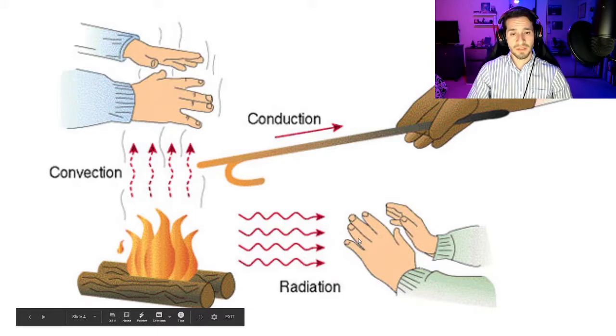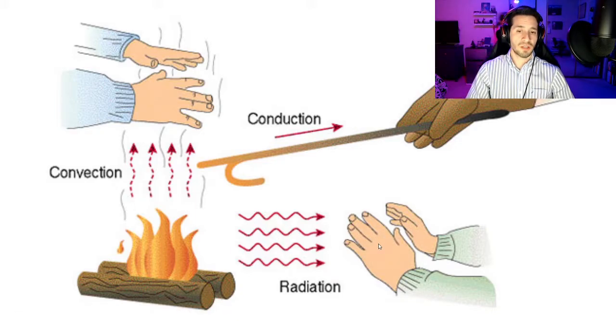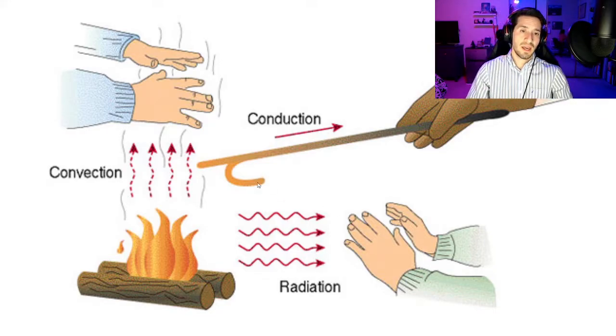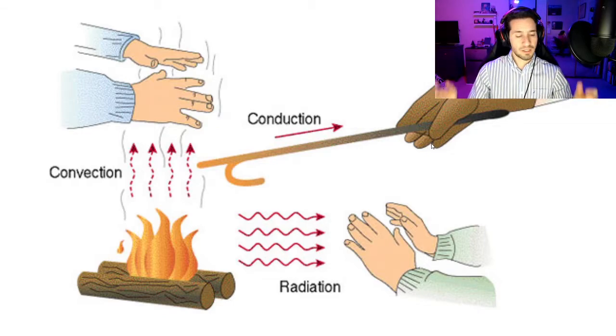Radiation travels in waves, and it warms up the palms of your hands just by being close to the source. And as you can see, the tip of this metal rod is heating up by convection and radiation, but the person holding it will feel it through conduction. That's pretty much all there is to it, guys.